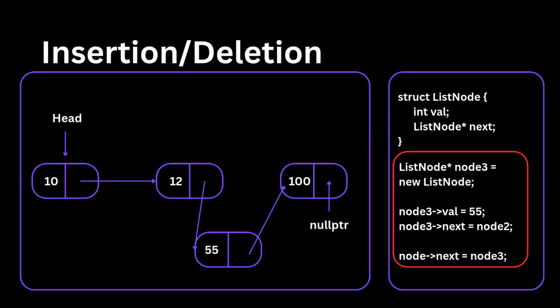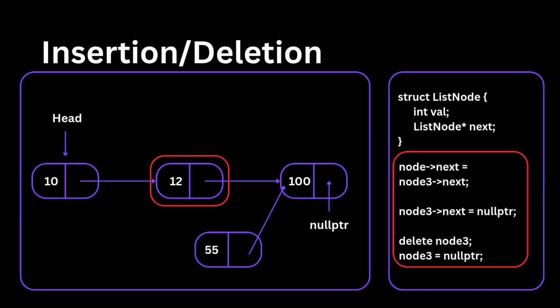Deleting a node is just as easy. We first point this node to what our new node's next pointer was. Then we point our new node's next pointer to null pointer. And we can then delete this node separately from our linked list without breaking the connection or causing memory leaks. And that's pretty much it.